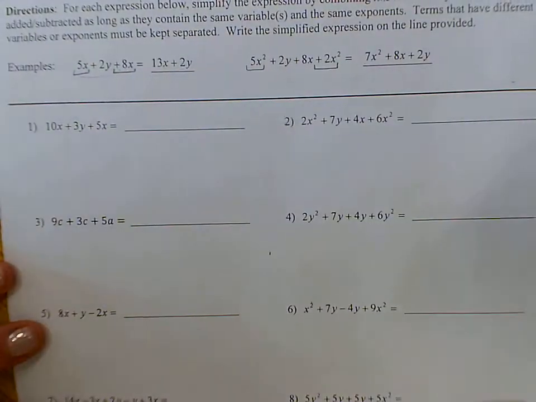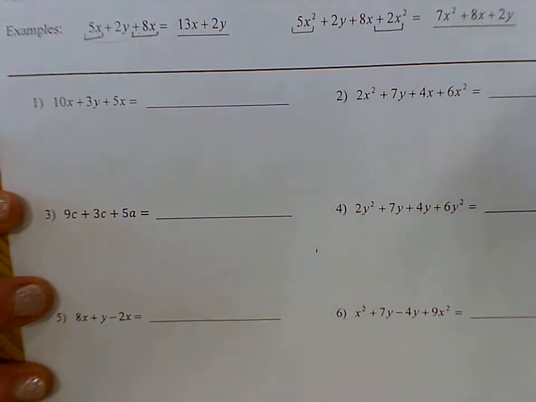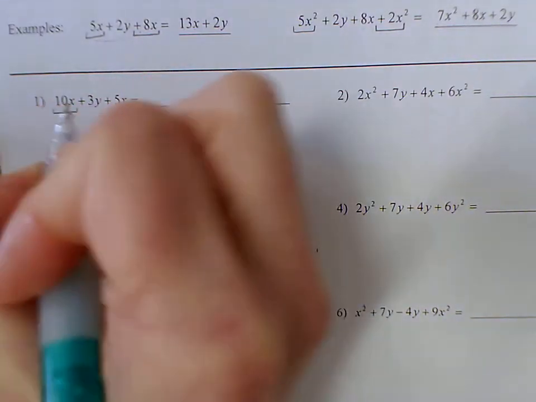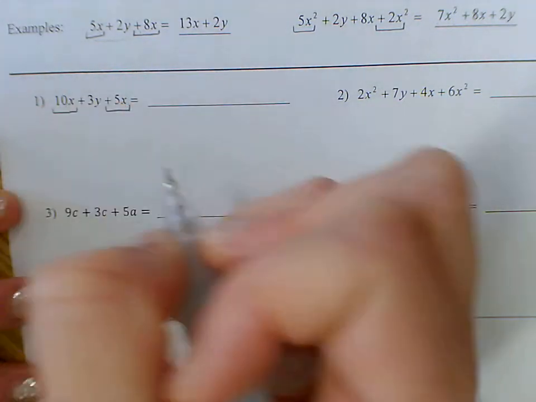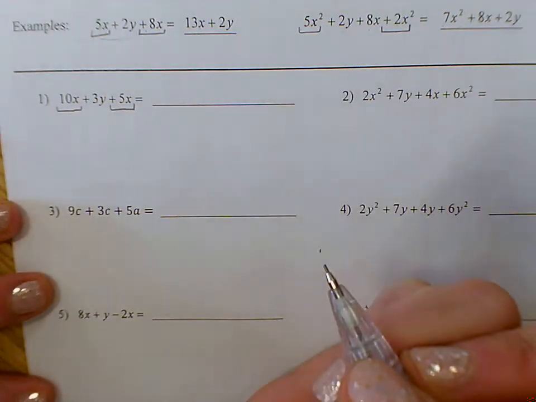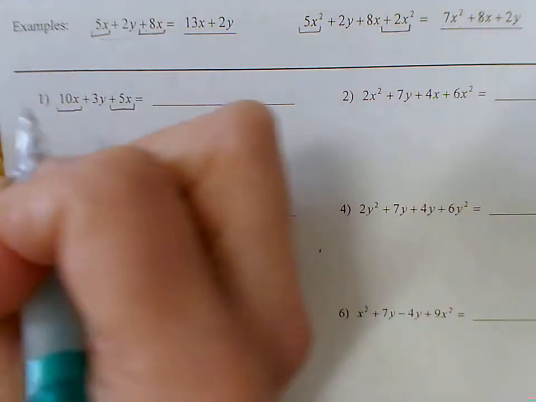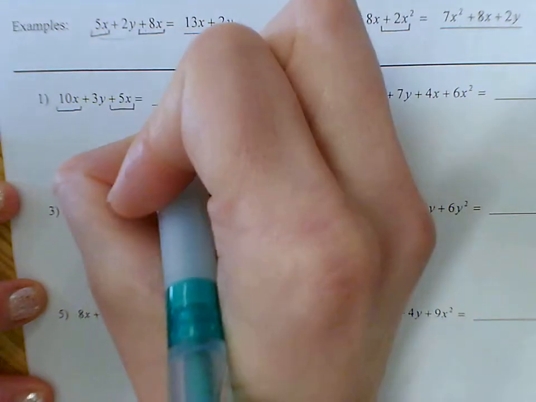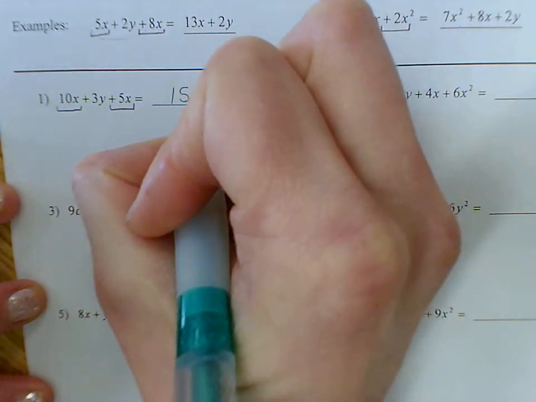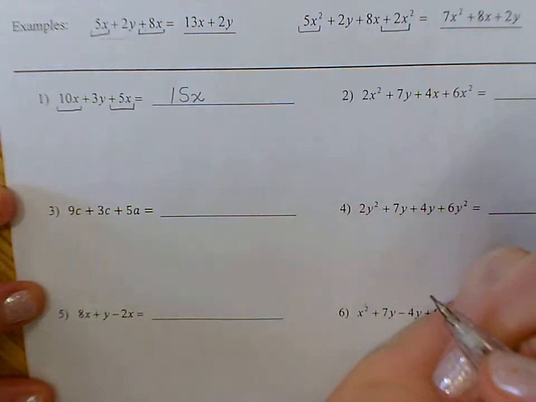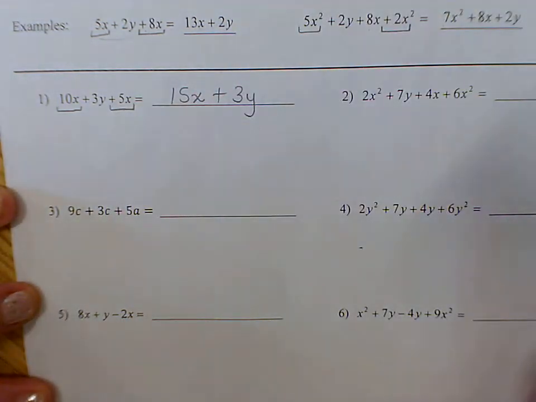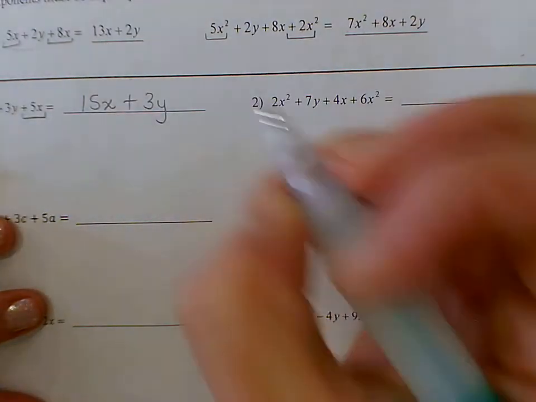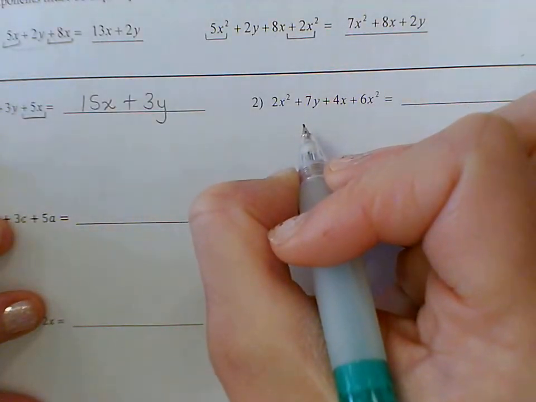So if I was doing this, I'm going to identify the like terms first, okay? So 10x is a like term with 5x, so those are going to combine. And then that 3y doesn't have a like term or a same last name as anything, so it's just going to come over. So we got 10x plus 5x, which is 15. And then remember, the last name stays the way it is. And then that plus 3y just comes over. So there we go.